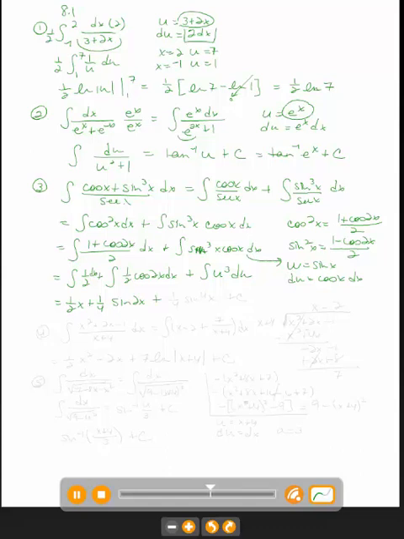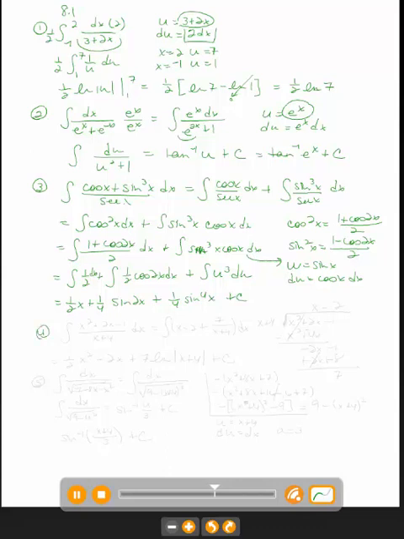This one turns into raise the power, flip it in front, and since it's the last step, I'm just going to go ahead and replace the u. So it's going to end up being 1/4 sine to the 4th of x, and then don't forget the plus c.